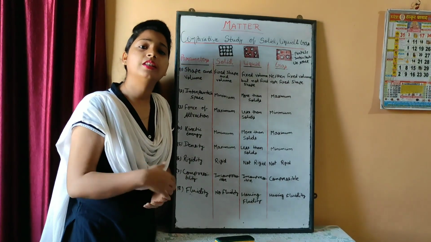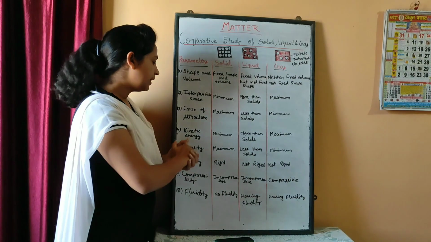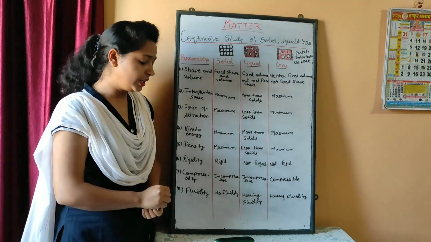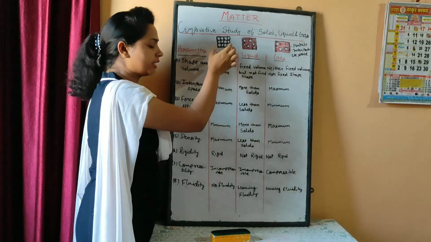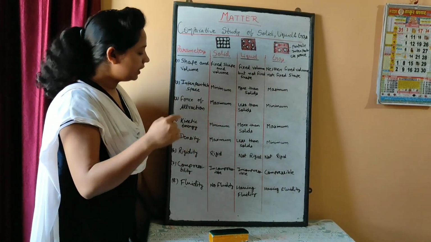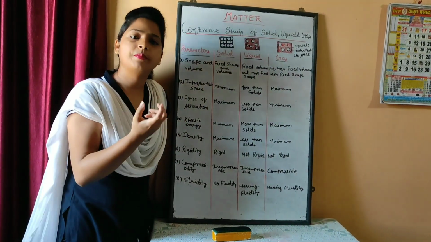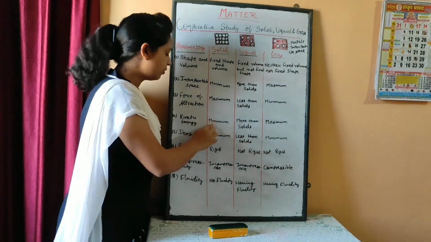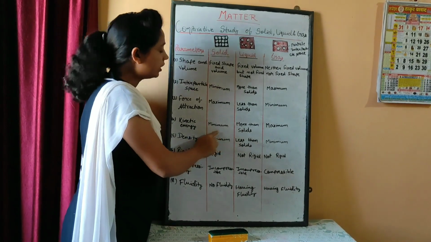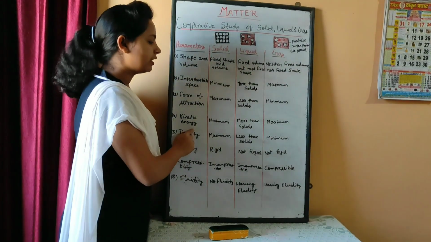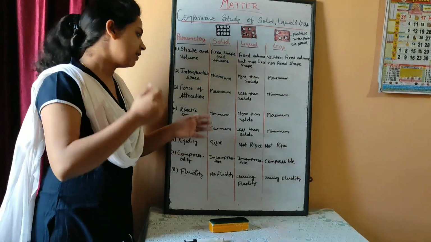Kinetic energy is the energy developed in a body due to its motion. So the kinetic energy of the solid state is minimum. This is because there is less chance of movement of the particles. In the previous lecture, we had already discussed that the particles of the solid state just vibrate at their own position, so the kinetic energy is minimum. When we are talking about the liquid state, the kinetic energy is more than the solids. Clear? More than the solids.